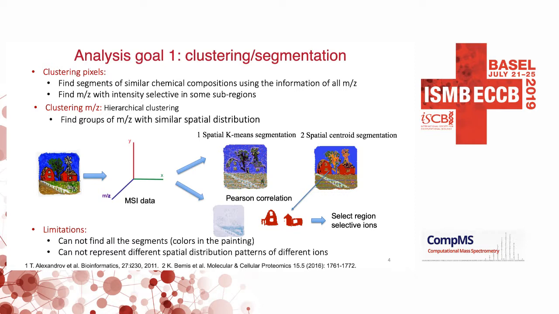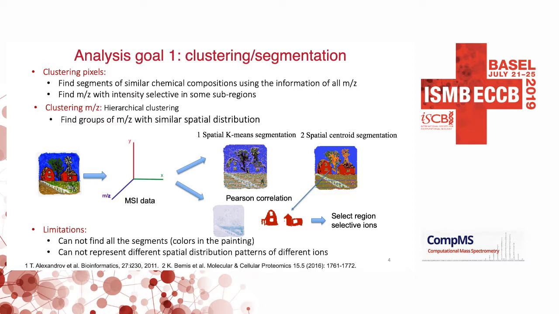Because pixels in an image are spatially correlated, when we cluster pixels it's better to incorporate the spatial dependence of pixels. Spatial k-means segmentation was proposed in 2011 at ISMB. It's the first to incorporate spatial dependence when clustering pixels. Then spatial centroid k-means was proposed, which also adds lasso regularization to the model.